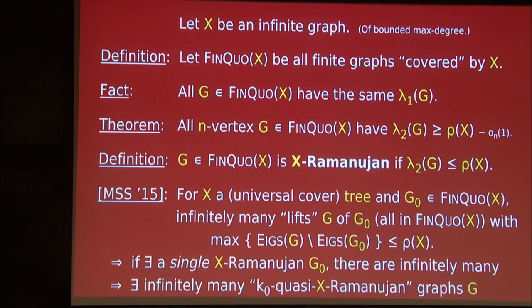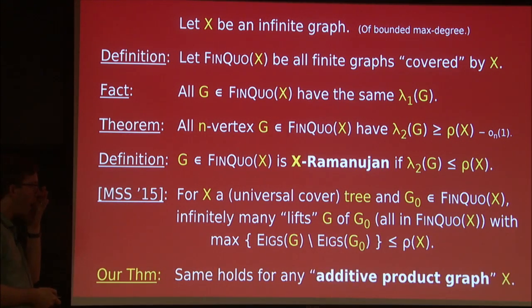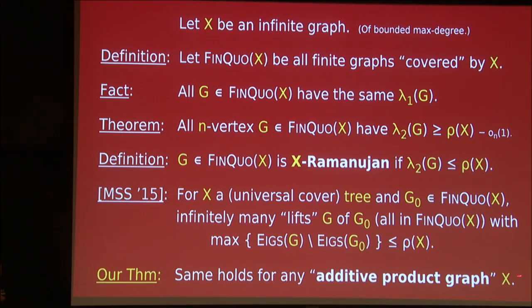Good. So basically, we're going to prove this, but not just for infinite trees, for a wide variety of non-tree infinite graphs. OK, so this is our theorem. Our theorem is that exactly this same thing holds for any infinite graph X which is an additive product graph. What's that? I will define it. All the infinite graphs I showed at the beginning are examples. Sorry, any free product of vertex transitive rooted graphs is, I think, an additive product graph.